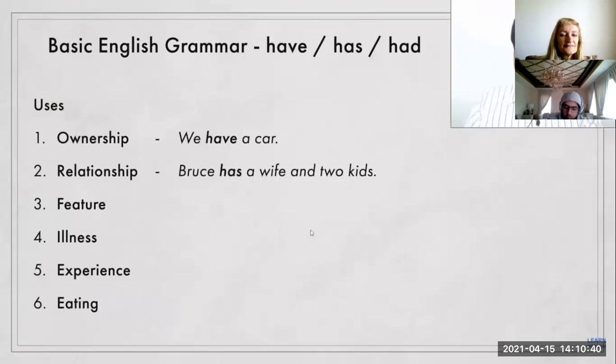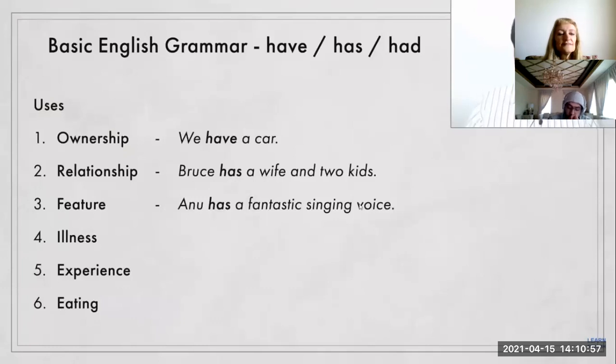Now, use number three is to express features. What is a feature? A feature is a characteristic or a quality of a person or thing. For example, Anu has a fantastic singing voice. The voice is a quality or characteristic of Anu. We say Anu has because, again, Anu is a singular noun, like Bruce.